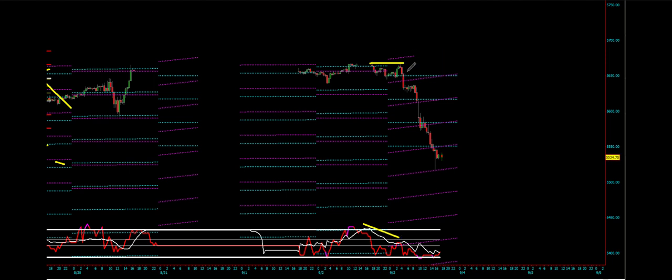We did short here, a vertical spread on the ES futures options. So we got 90% profits out, and we're good to go on that one.